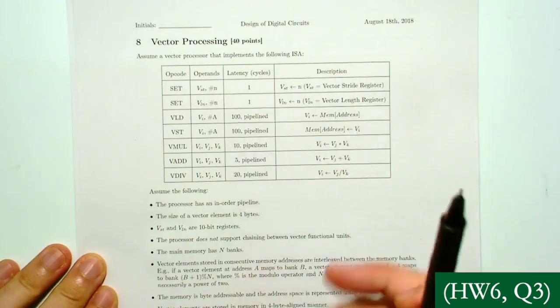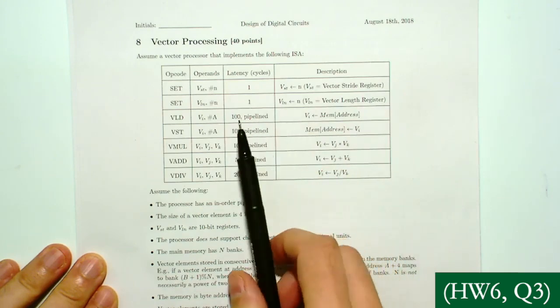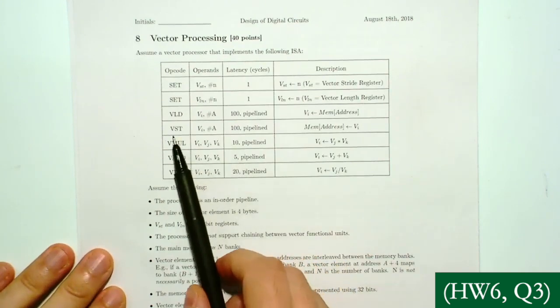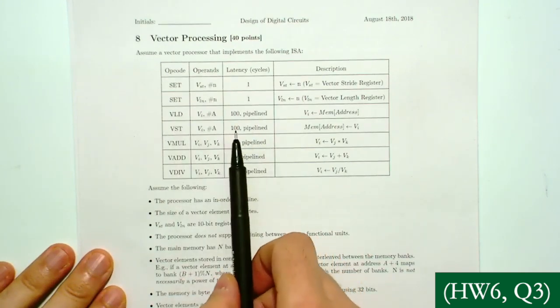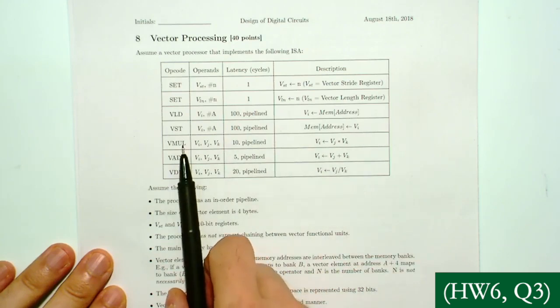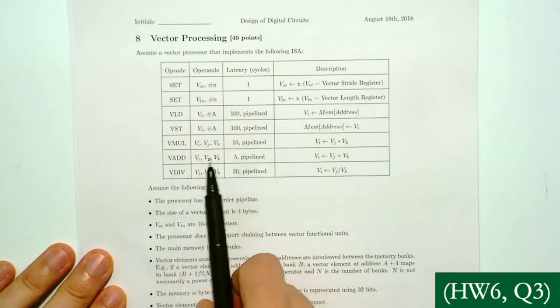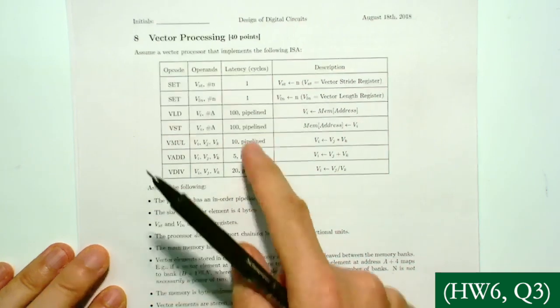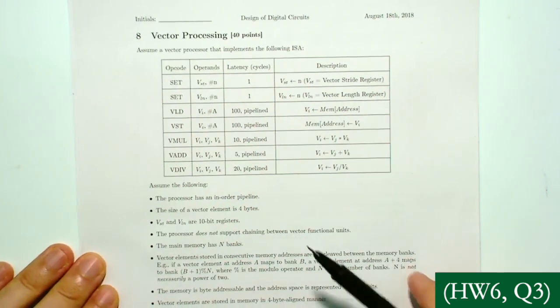So if we have a vector length of 100, we will have 100 latency per load, but they are pipelined. We can initiate one per cycle. The same for stores. You have 100 latency, pipelined. Multiply takes 10 cycles, add 5 cycles, and divide 20 cycles, all of them pipelined.